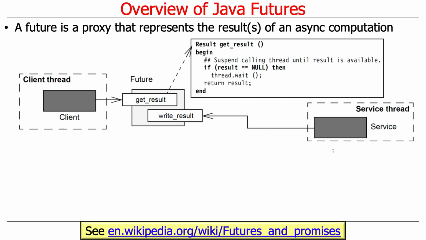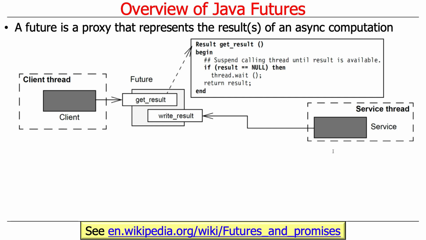A future is essentially a proxy that represents the results of some asynchronous computation. So thinking back to what we just saw a second ago, we've got something running in the background, like with the fork join pool running in a fork join worker thread. It's doing some kind of computation. The client is going to get back a future when the call is made. And then if the client tries to get the result of the future, but the service thread running asynchronously hasn't finished computing it yet, it will go ahead and block. And once the service thread writes the result back to the future, that will allow the future to unblock and return the result back to the client. That's kind of the high-level view.